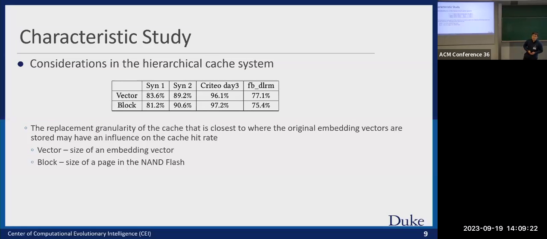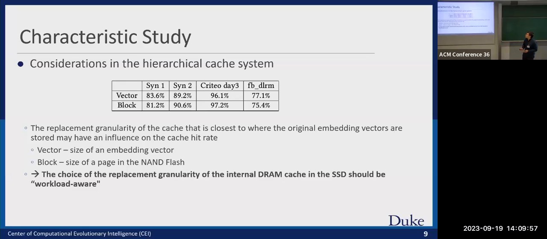Another thing to consider is the granularity of the cache, or at what granularity we replace the data in the cache. So we select 2 candidates. One is the vector size, where the granularity is the size of an embedding vector, and the other one is the block size, which is the size of a page in the NAND flash. And we find that for different workloads, different granularities will be optimal. That means we need to select the replacement granularity based on our workload, or the replacement policy has to be a workload aware one.